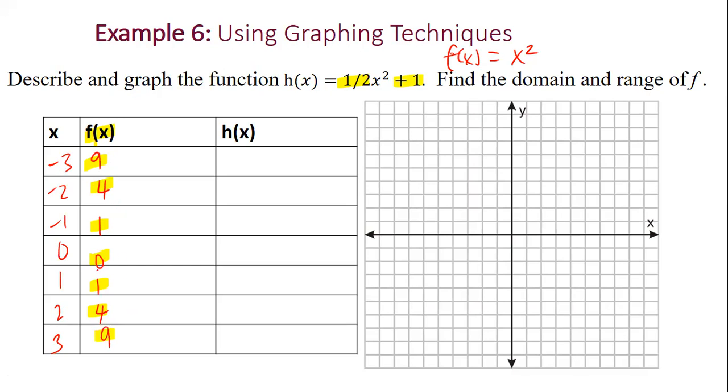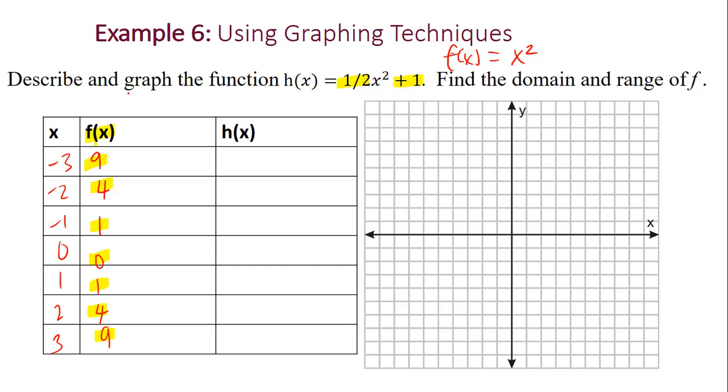How did I get those values? Well, I plugged it into the parent function. What is -3 squared? 9. What is -2 squared? -1 squared? 1. These are the same values every single time for your parent function. Okay. So notice here it says 1/2 x squared plus 1. All of these things are outside of the x, outside of the parent function. Does that make sense?